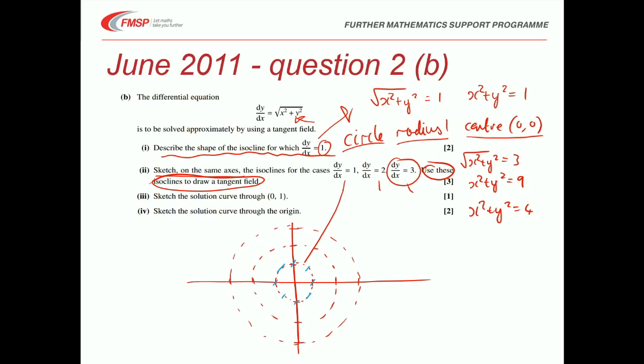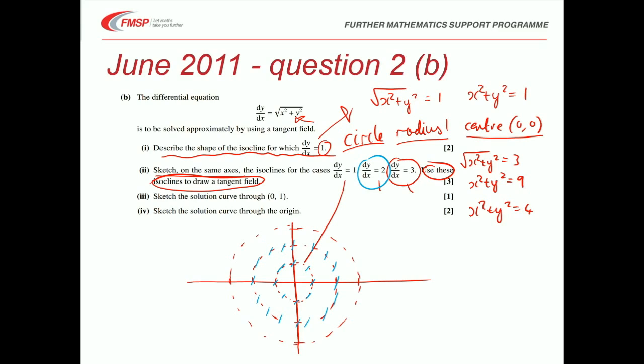The next one would have to have a gradient of 2. That's the whole point of having dy by dx equals 2, and that's steeper. So let's go a steeper line here. And these do not have to be super accurate. It's very hard to just get these things exactly right. But it's got to be obviously steeper than your gradient 1 for this to make sense.